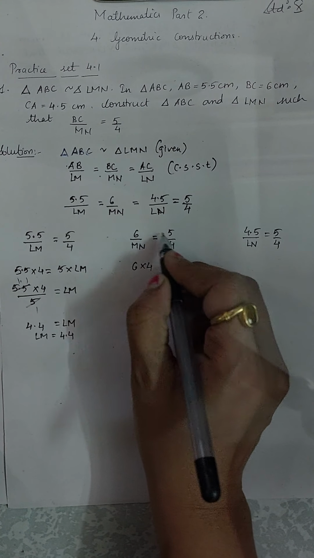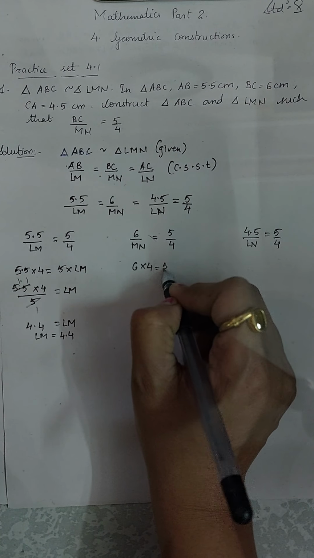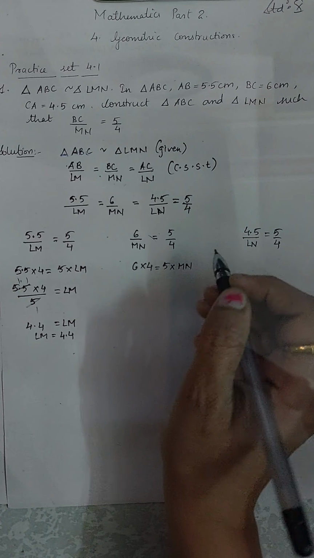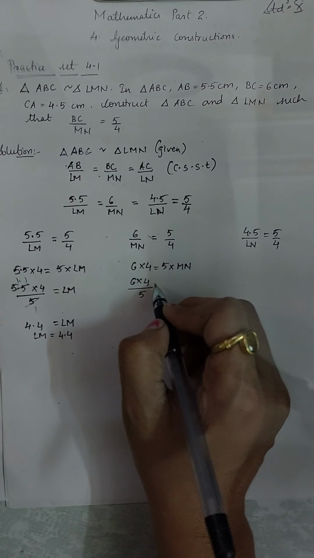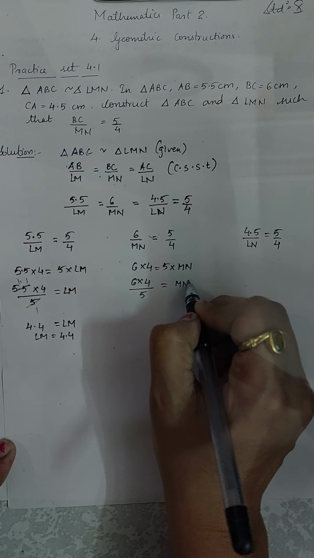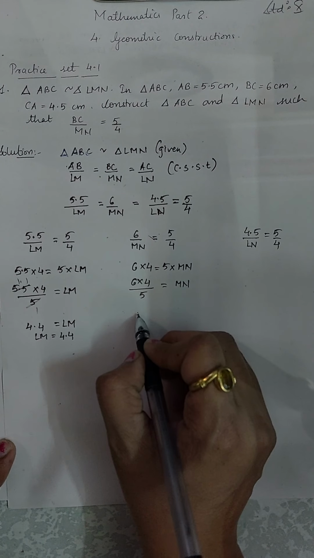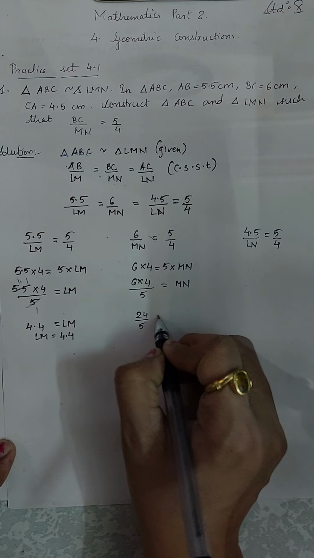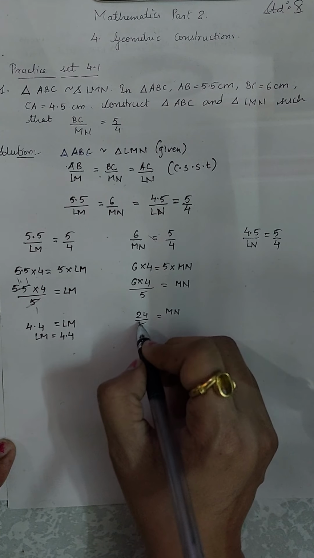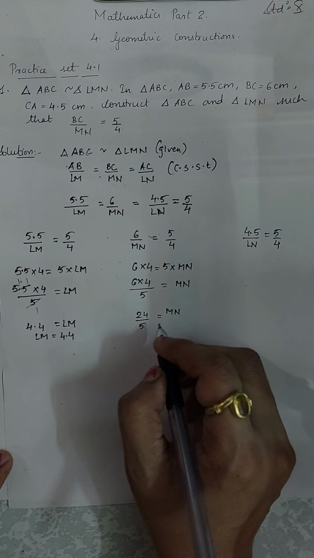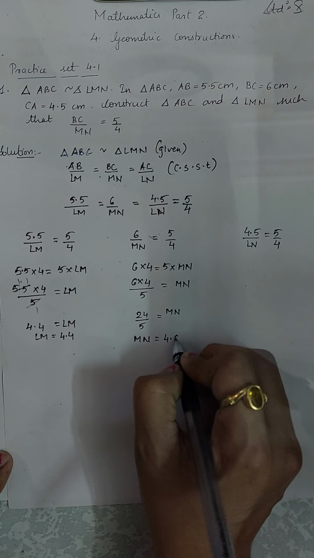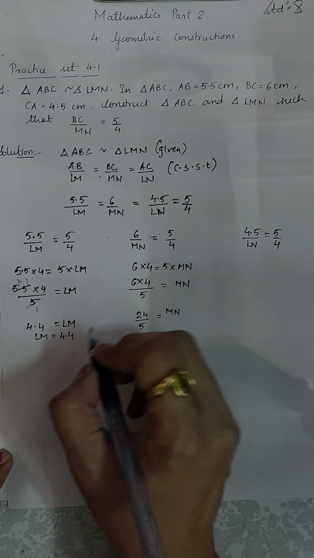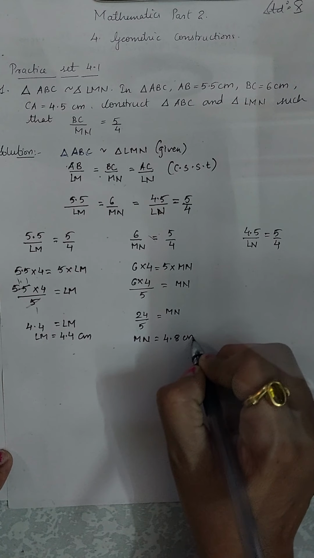Now we'll take the next one. 6 into 4, cross multiplication, is equal to 5 into MN. Now MN I am supposed to find out. So 6 into 4 upon 5 is equal to MN. So 6 fours are 24 upon 5 is equal to MN. When we divide 24 by 5, we are going to get MN is equal to 4.8. All these are going to be in centimeters.